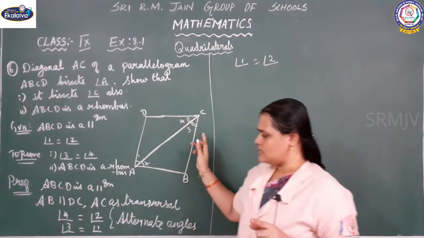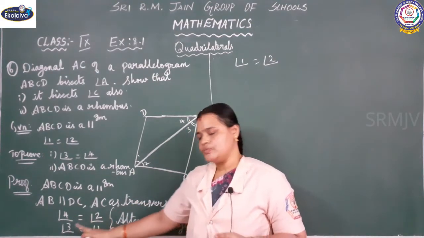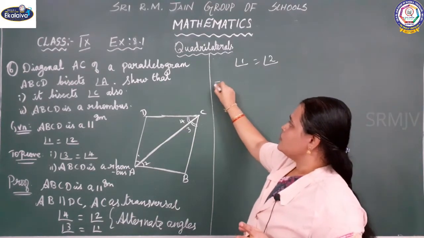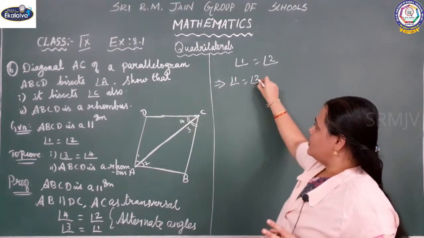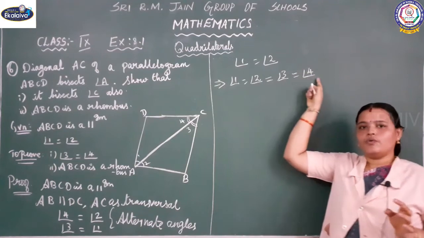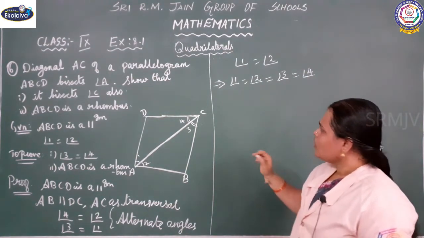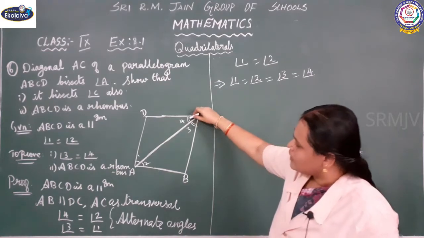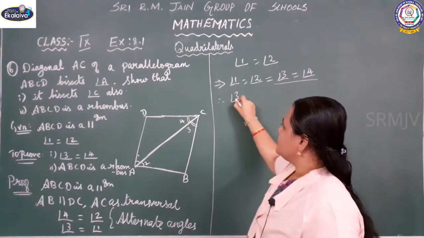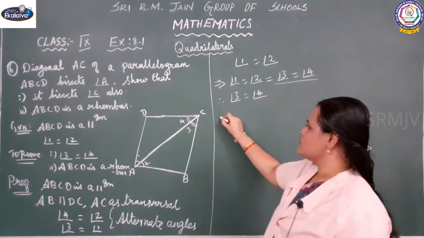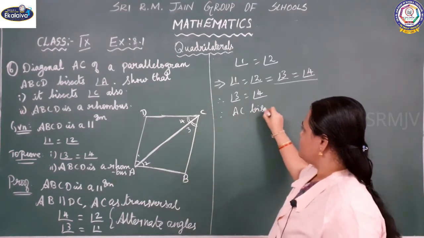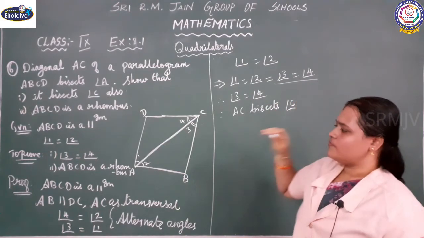But look at the given: they have given that angle 1 is equal to angle 2. Now just compare all these three. Angle 4 is equal to angle 2, angle 3 is equal to angle 1, and angle 1 is equal to angle 2. So this implies angle 1 is equal to angle 2, equal to angle 3, equal to angle 4. All these four angles are equal. Now we need to prove that angle 3 is equal to angle 4, so let us compare this part alone. Therefore angle 3 is equal to angle 4. So AC bisects angle C. So the first part is over.